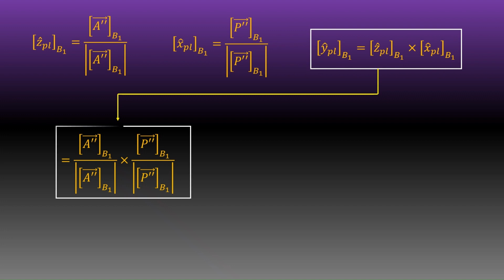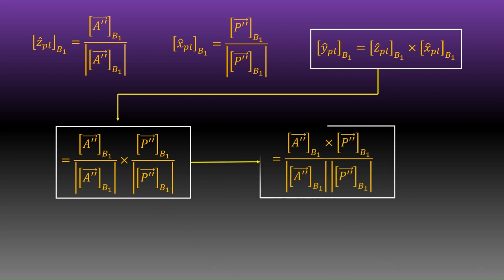Alright, so we have expressions for z hat PL, x hat PL, and y hat PL in terms of the B1 coordinate system. So we have the expressions for the unit vectors within the B2 coordinate system in terms of the scaled unit vectors in the B1 coordinate system. So right now we're just going to solve for the y hat PL in terms of B1, because we know it's the cross product of z hat PL and x hat PL, and so we get this thing right over here.